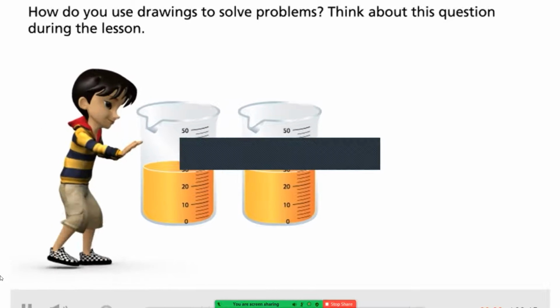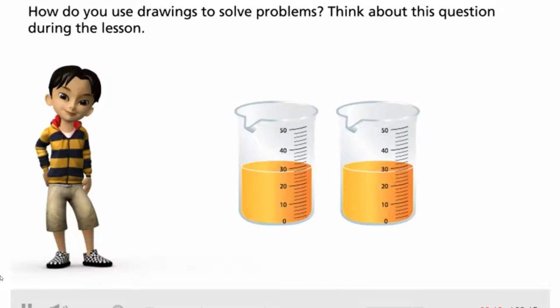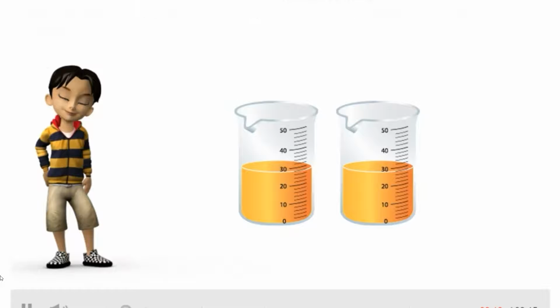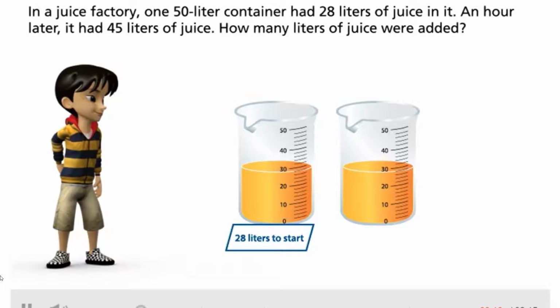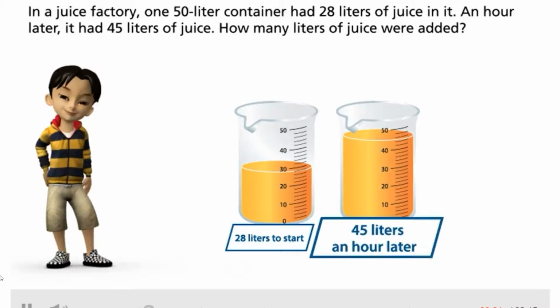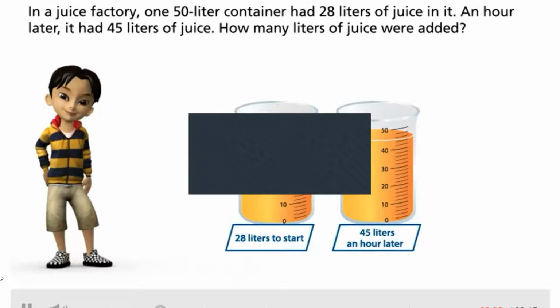How do you use drawings to solve problems? Think about this question during the lesson. In a juice factory, one 50-liter container had 28 liters of juice in it. An hour later, it had 45 liters of juice. How many liters of juice were added?